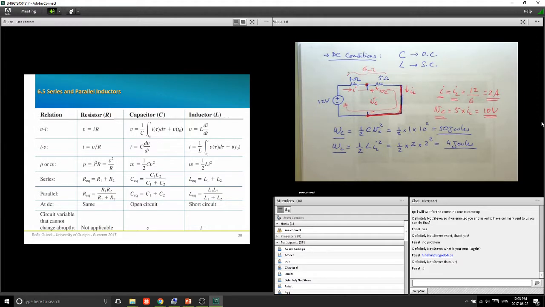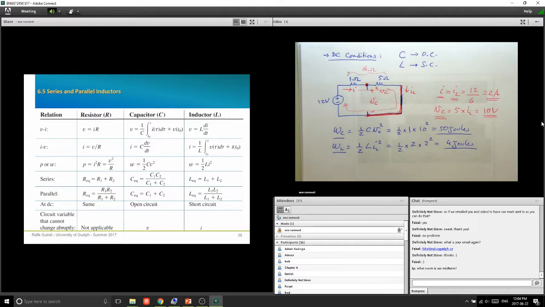So on the top line, how much is the voltage if you're given the current? For a resistor, V equals IR. For the capacitor, V equals 1 over C integral from t naught to t of i of tau d tau plus V of t naught. For the inductor, V equals L di/dt. Now, if you're given the voltage and want to find the current, for the resistor, I equals V over R, capacitor, I equals C dV/dt. For the inductor, I equals 1 over L, and you have the integral.